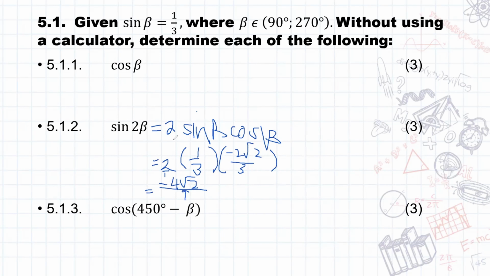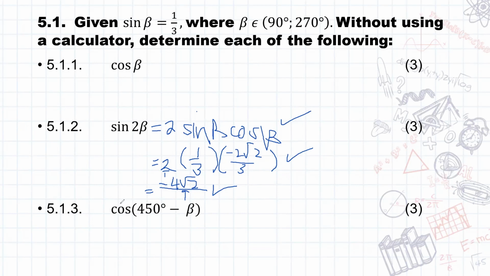So again, you've got 3 marks for this. Your first mark is to actually write out the double angle rule. Your second is for substitution, and your third is for your final answer. So really nice, easy marks here. It's just knowing your theory and being able to apply it.